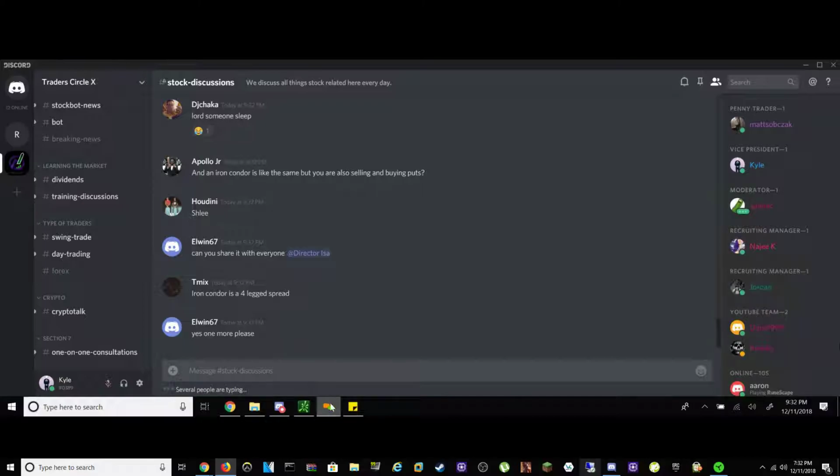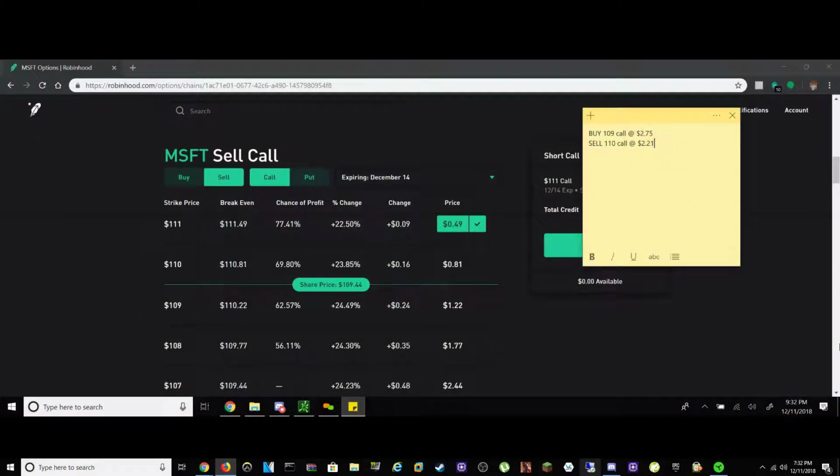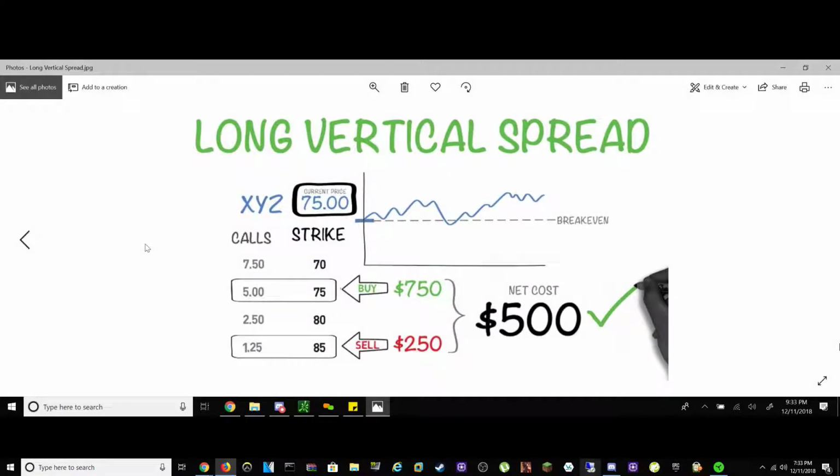And so, let me go back to this. When I look at my sticky notes, I'm buying a 109 call at 275, and I'm selling a 110 call at 221. I'm going to pull up a graph here. Vertical spread. I got this from a video.